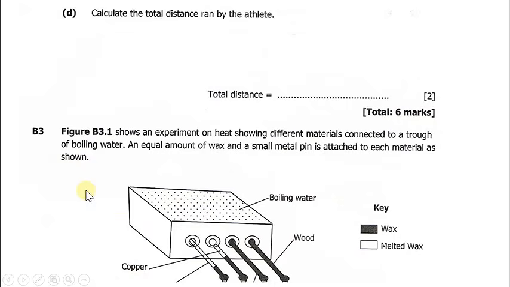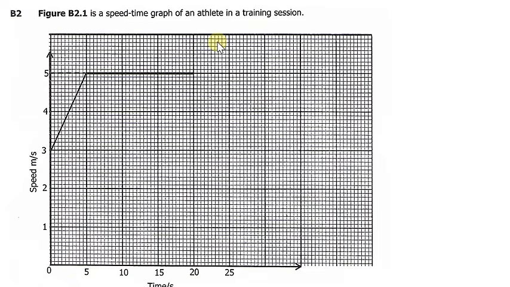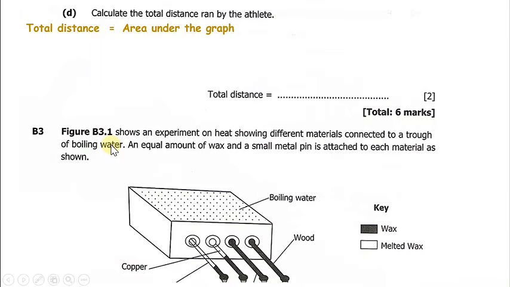So we move to D. They are saying calculate the total distance run by the athlete. Total distance is equal to the area under the graph. So let's look at the area under the graph, which is just from here up to there. The area under this graph is going to be the total distance here, guys.